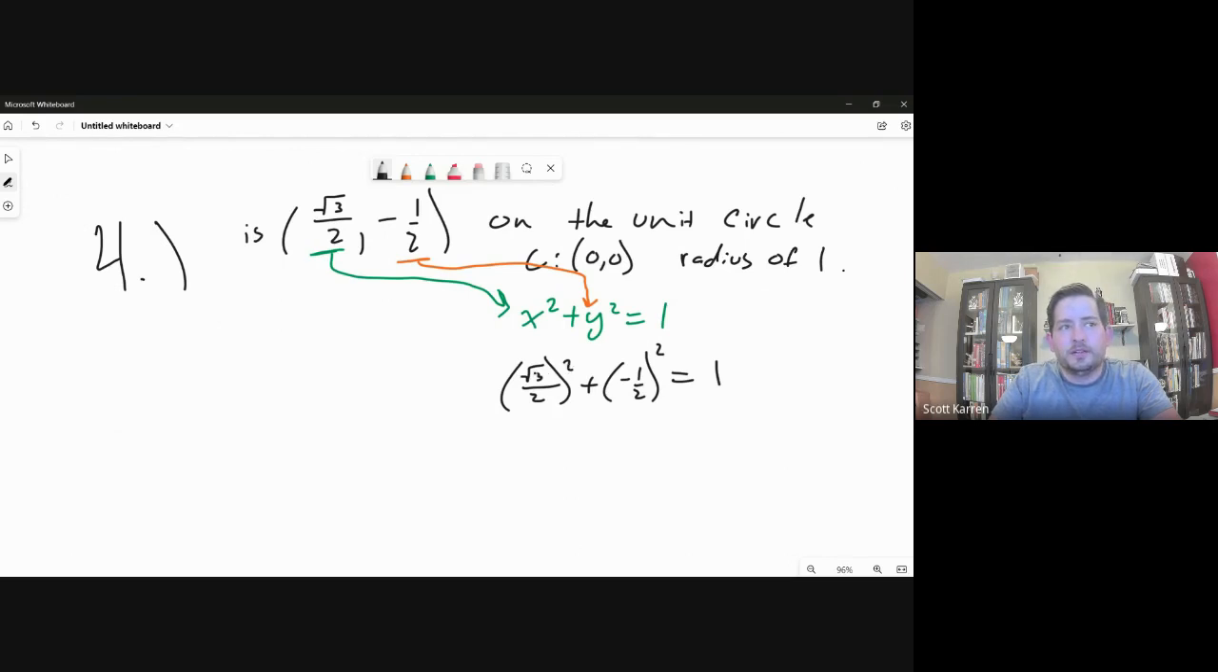Now if I square, I'm squaring both the numerator and the denominator, so the square of the square root of 3 is just 3, but then the square of 2 is 4. When I square a negative, it goes positive. Then again, I square the numerator and the denominator. 1 squared is 1, 2 squared is 4, and that should equal 1. But 3/4 plus 1/4 is 4/4, and that is indeed equal to 1. So yes, is this on the unit circle? Yes, it is.